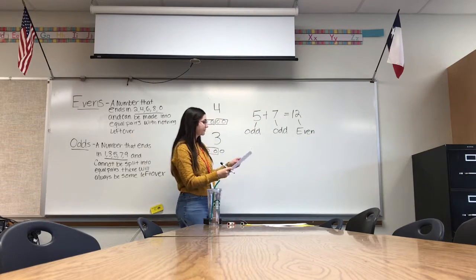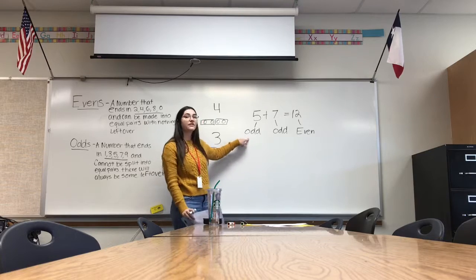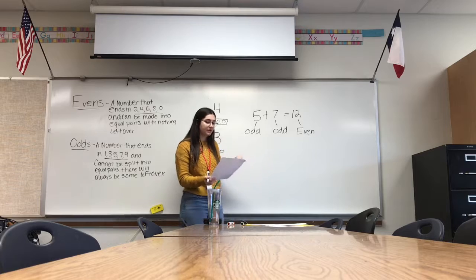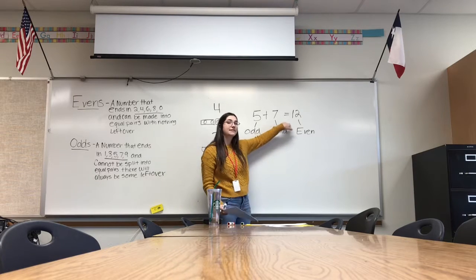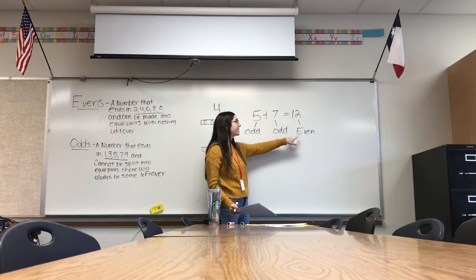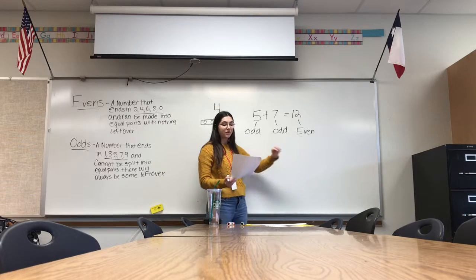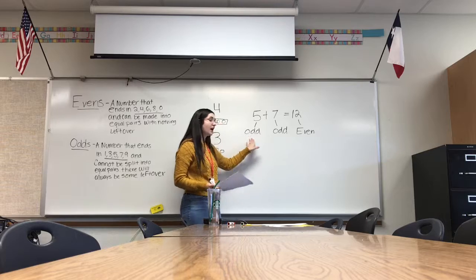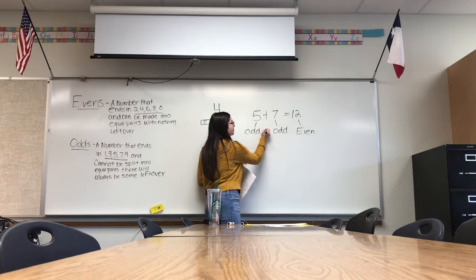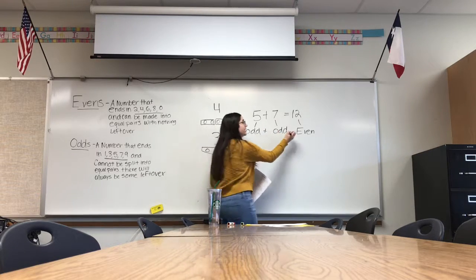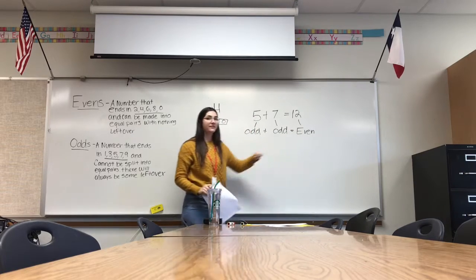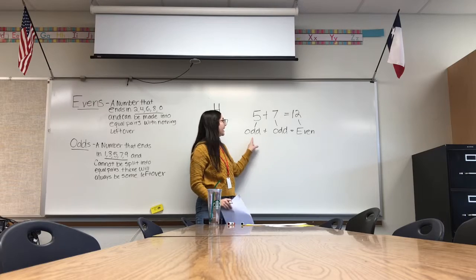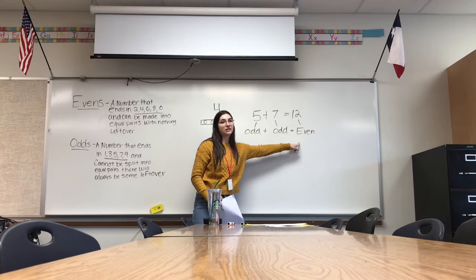So, we have step one. We figured out that 5 is an odd number. Step two, we figured out that 7 is an odd number. Step three, we added them together, got our answer, and we figured out whether the answer was odd or even. So now, let's look at the rule. So an odd plus an odd is going to equal an even. So an even plus an even equals an even, and an odd plus an odd equals an even.